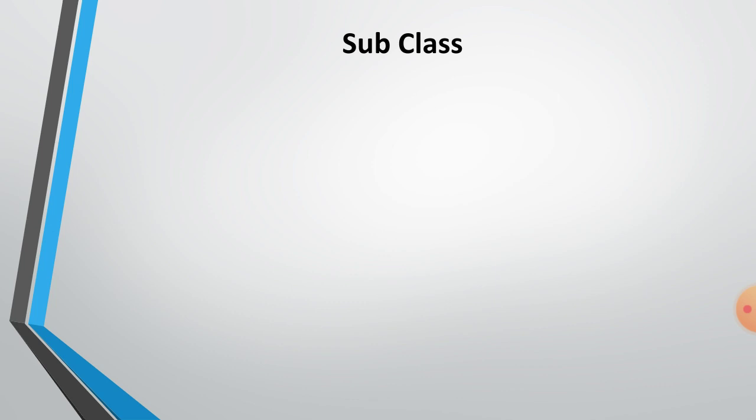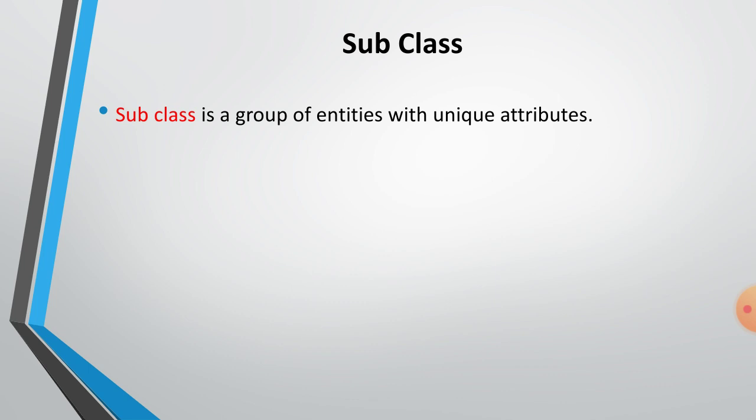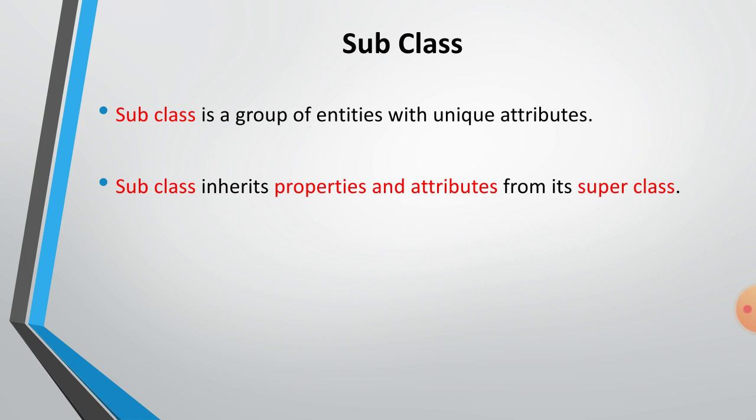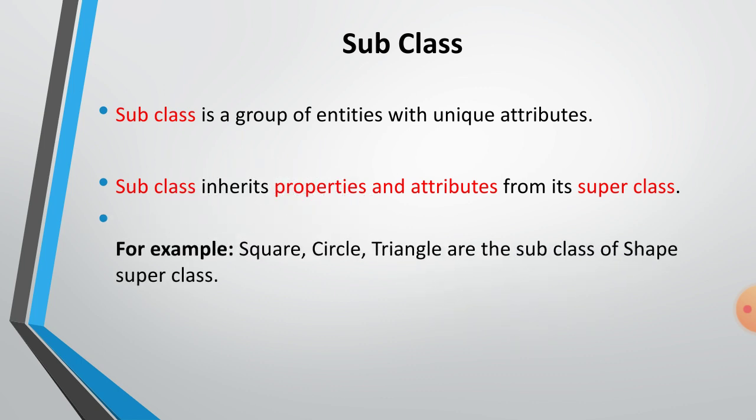Now coming to the second one, subclass. What is meant by subclass? Subclasses are groups of entities having unique attributes. We have multiple subclasses, but all those subclasses must have a unique set of attributes. A subclass inherits the properties and attributes from its superclass. A subclass derives the properties or attributes of superclasses. In the example we considered previously, shape is the superclass, and the subclasses are circle, square, triangle. All those have unique attributes.